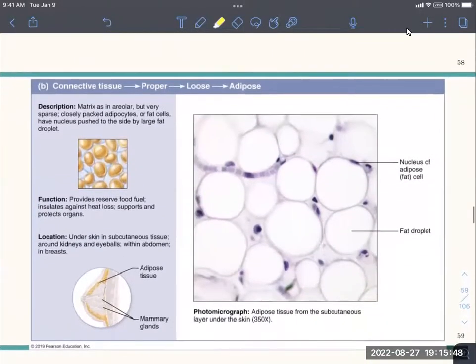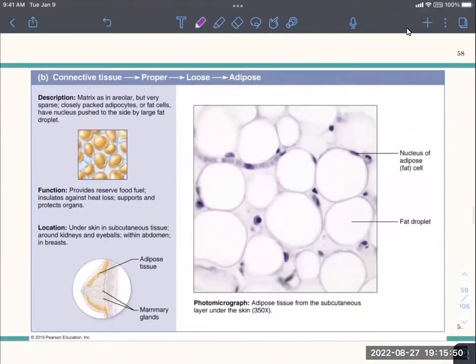So here's our adipose tissue. If we look at our adipose tissue here, we see the nucleus of the cells are actually at the surface. They're pushed all the way to the surface of the cell. And then they're just big white bubbles, is what adipose tissue looks like under the microscope.